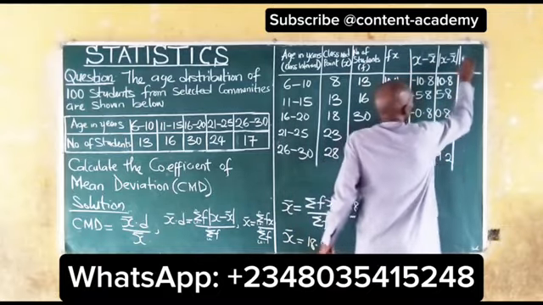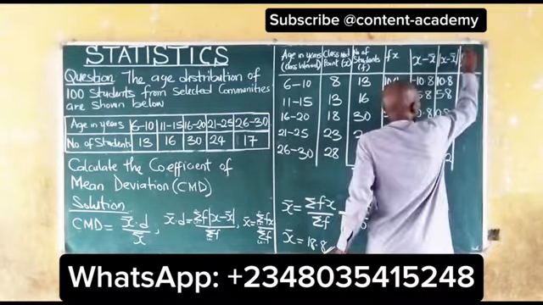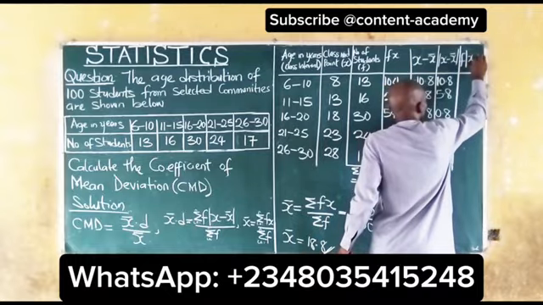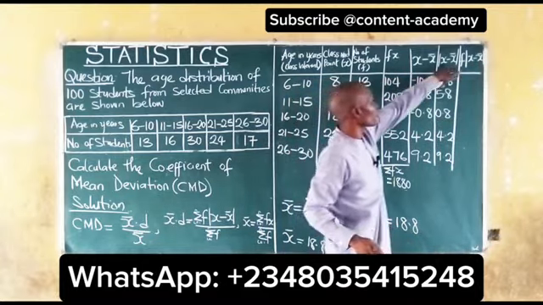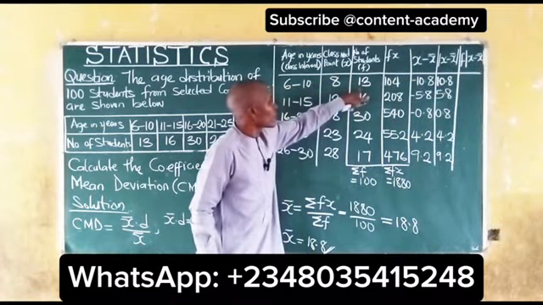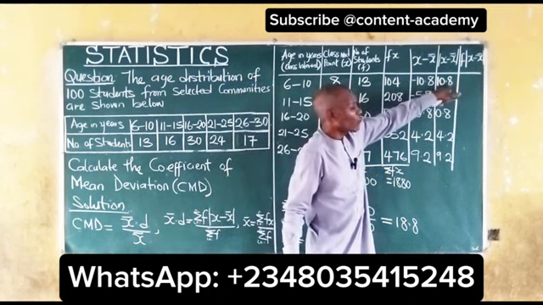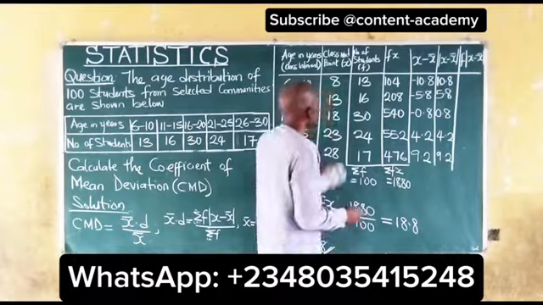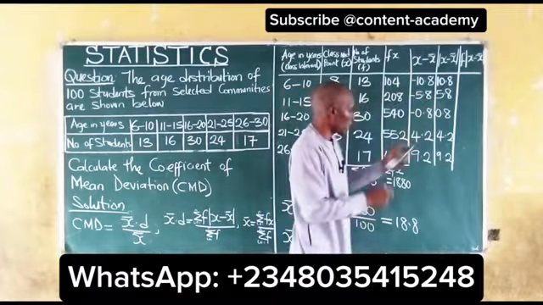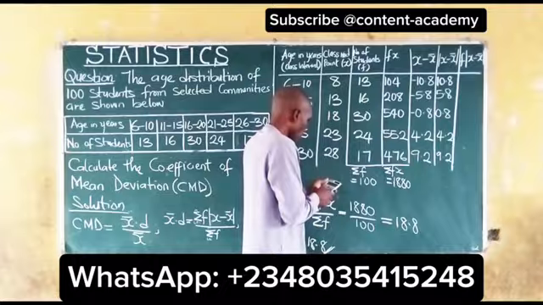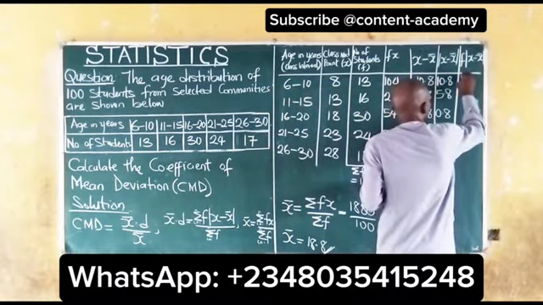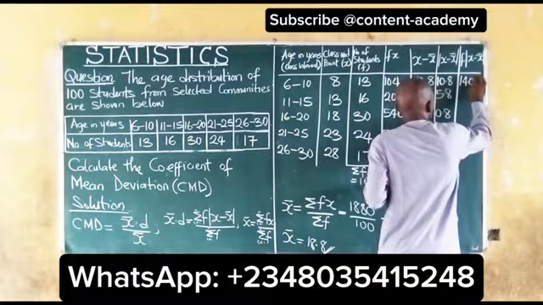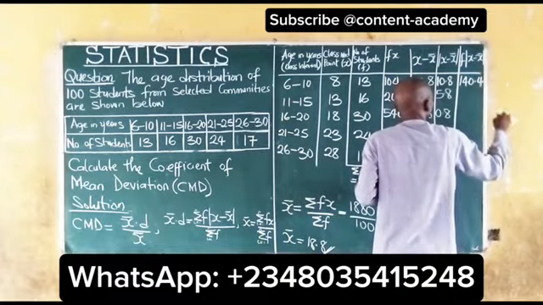And lastly, we have f multiplied by x minus x bar. That means our f value multiplied by the whole of this value. So 13 multiplied by 10.8, we have 140.4 for the first one.